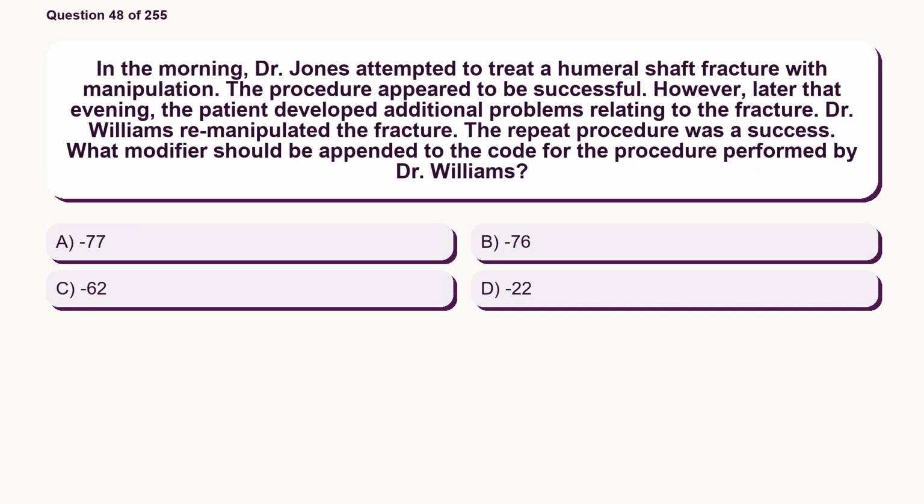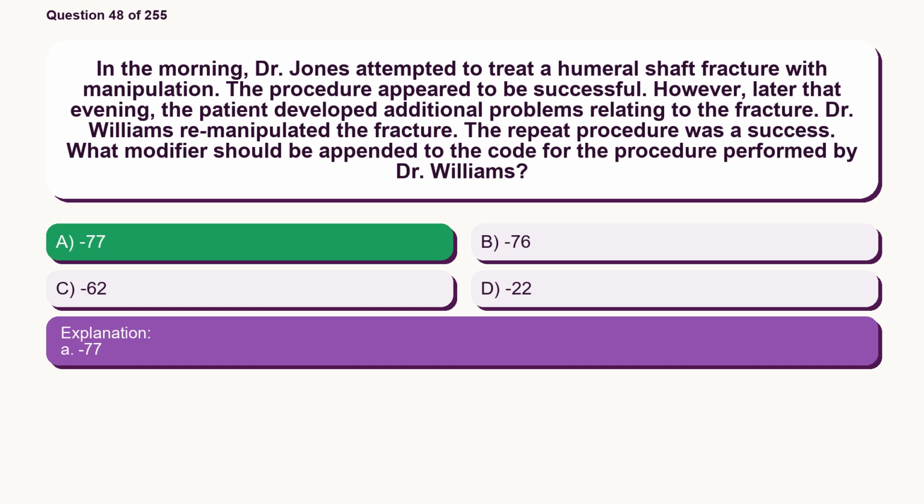In the morning, Dr. Jones attempted to treat a humeral shaft fracture with manipulation. The procedure appeared to be successful. However, later that evening, the patient developed additional problems relating to the fracture. Dr. Williams remanipulated the fracture. The repeat procedure was a success. What modifier should be appended to the code for the procedure performed by Dr. Williams? Option A, -77. Option B, -76. Option C, -62. Option D, -22. The correct answer is option A, -77.